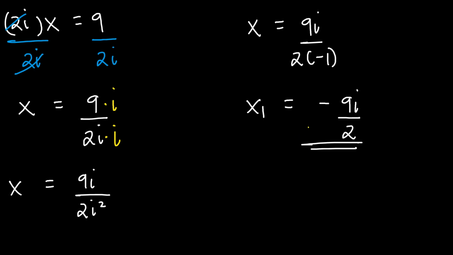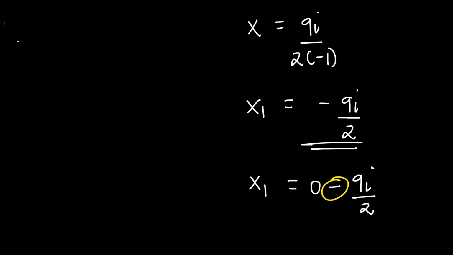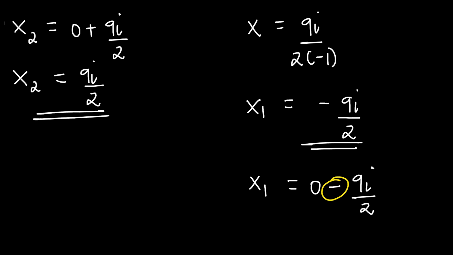Now since we are dealing with complex numbers, the conjugate of this is also a solution to this equation. x1 can also be written as 0 minus 9i divided by 2. And to find the conjugate of this, all you have to do is change this sign to a positive sign. Therefore, the conjugate of x1 will be x2, which is our second solution. And this will be 0 plus 9i divided by 2, which is also the same as 9i divided by 2. Therefore, that's how you can solve such an equation.